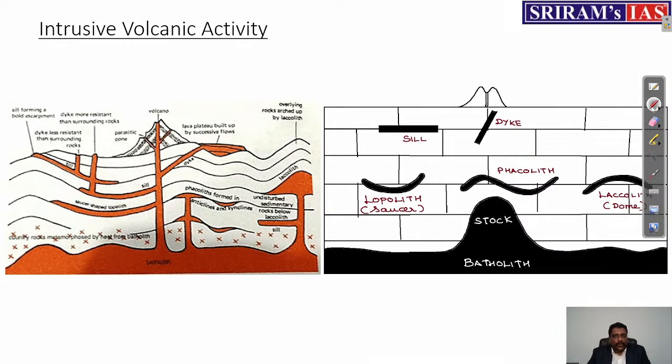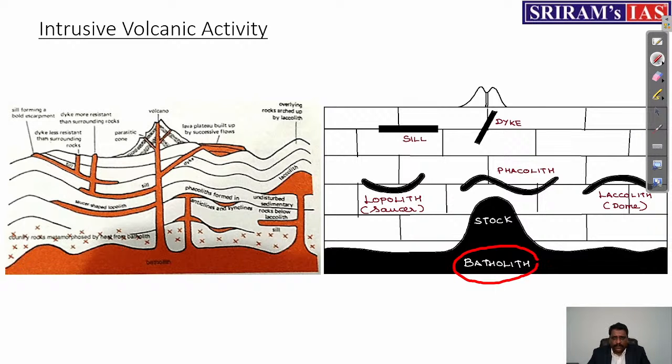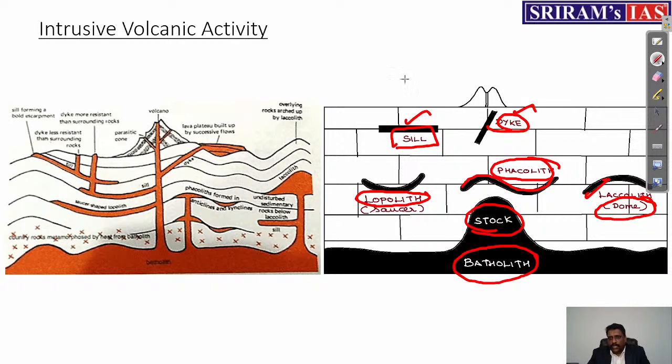You call them as intrusive landforms. Okay. And these intrusive landforms are classified based on the shape and orientation. Very large in size, you call them as batholith. Vertical extension of batholith, we call them as stalk. Saucer-shaped structure, we call them as lopolith. Dome-shaped structure, we call them as laccolith. Combination of both, we call them as what? Phacolith. Horizontal feature, you call them as sill. Vertical feature, you call them as what?